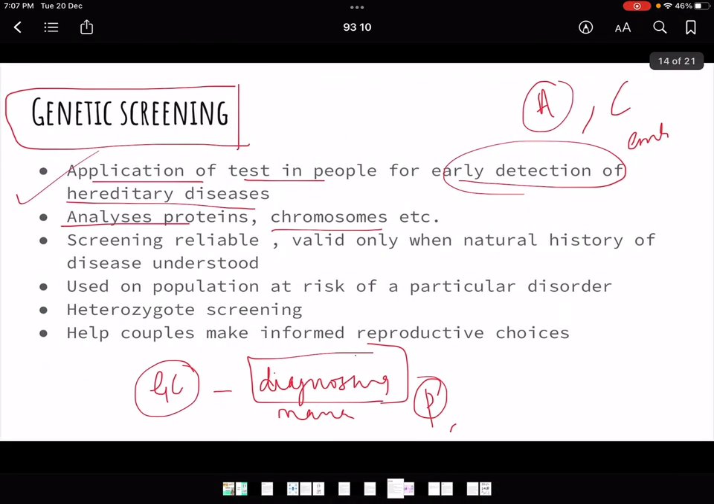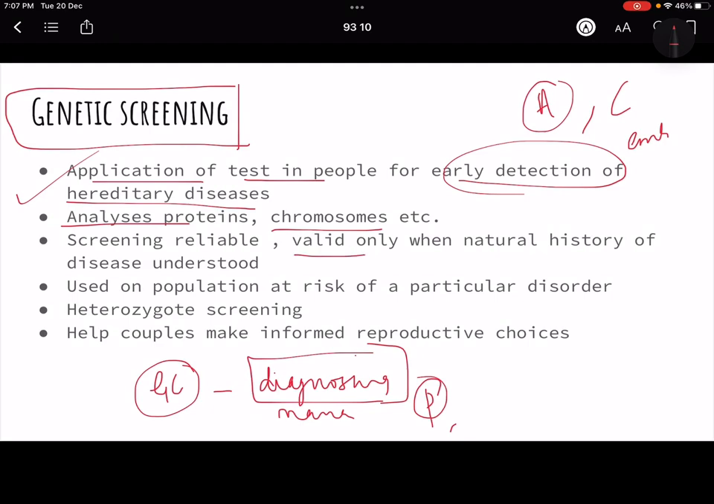Okay, so screening is only reliable and valid when you have the natural history of the disease also. That means you have to understand, for example, there is a population at risk of a particular disorder. For example, if I go to a doctor and say, do my genetic screening, for what? There should be a certain idea in your mind also.